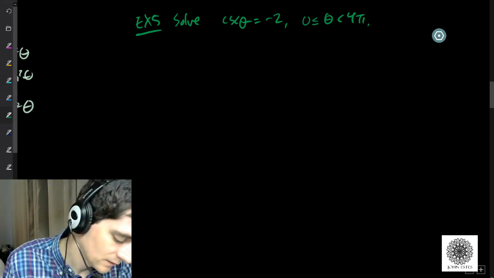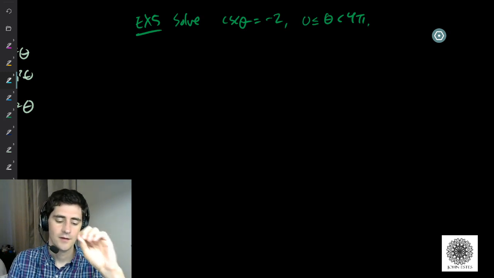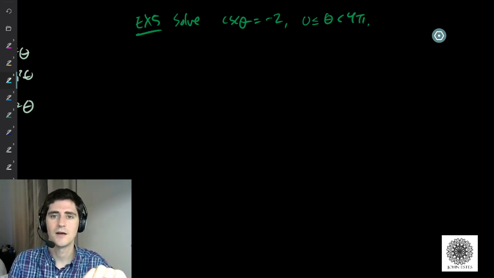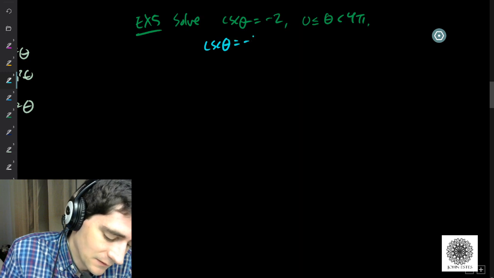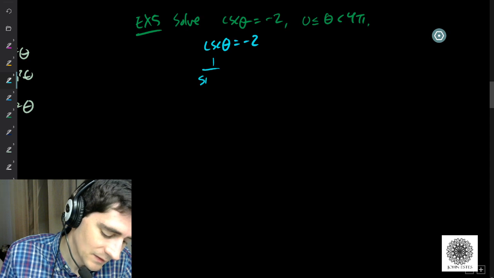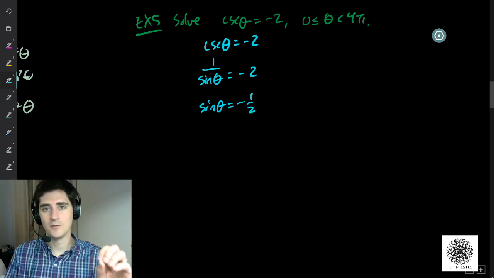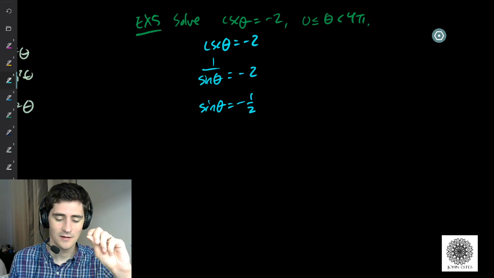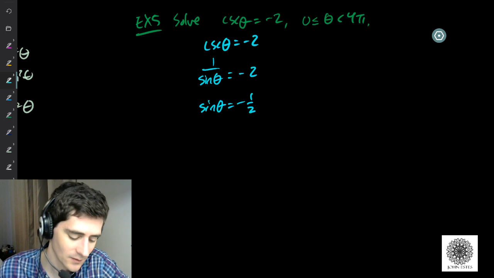Okay, so what do we do? Well, actually, what I think would be easier here, anytime I see cosecant, I'm going to try to move it to sine. I'm going to use the reciprocal identity, right? So here, if I have cosecant theta equals -2, this is the same thing as saying 1 over sine equals -2, or in other words, sine equals -1/2. Now we're talking. Now we're in a common environment, right? This is something that we know.